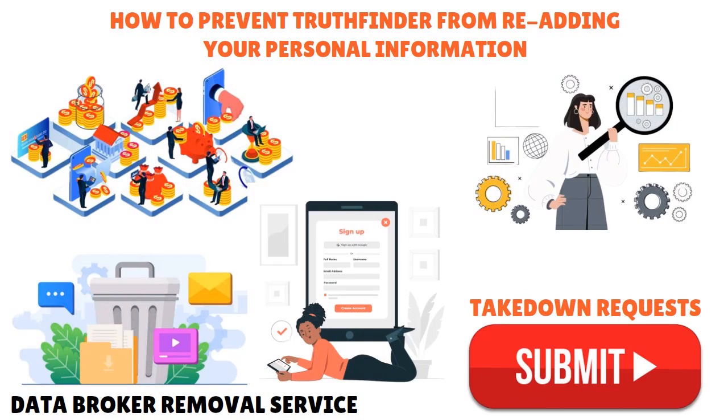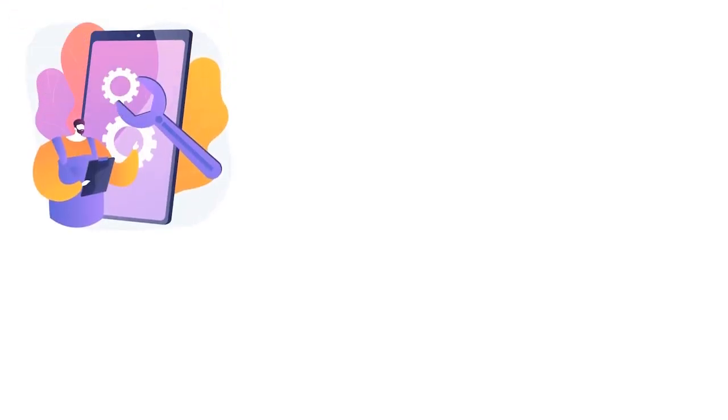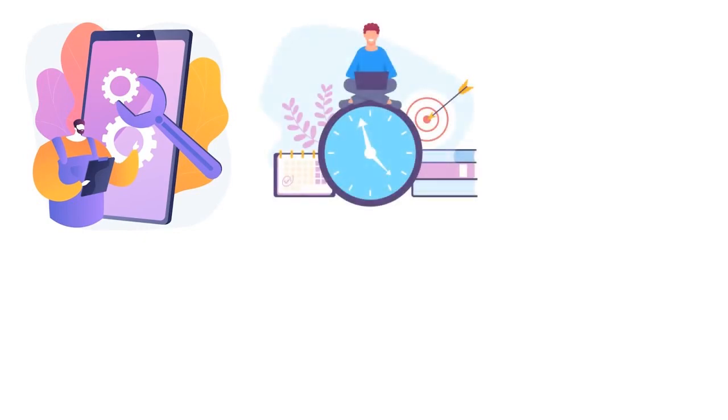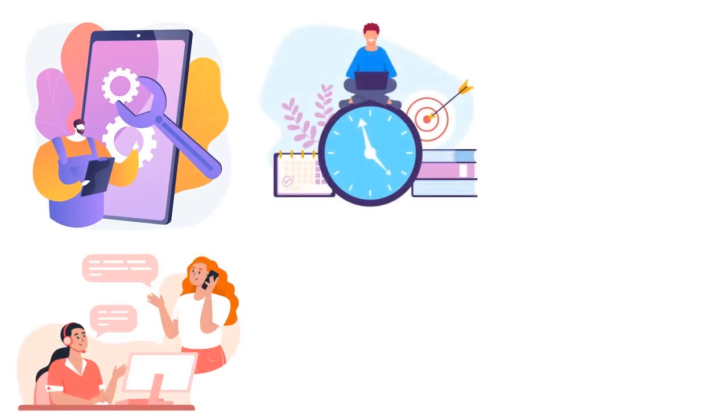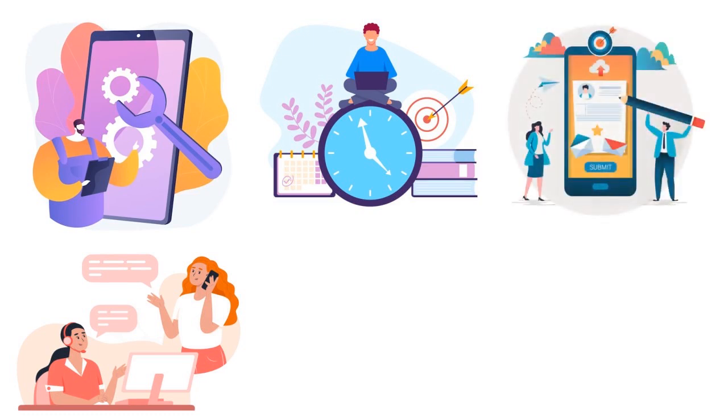For like $10 a month or $20 a month, you are basically outsourcing your reputation management to a third party. And this is kind of cool. These services are doing a lot of good work, because imagine the time it would take you personally to contact those data broker sites and submit the takedown requests. It's a lot of work.